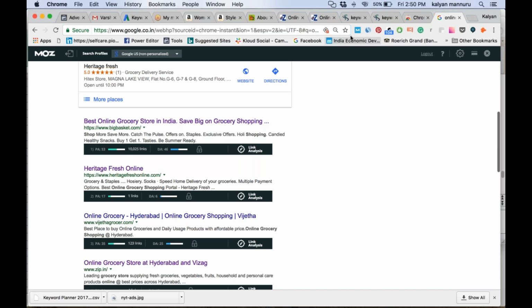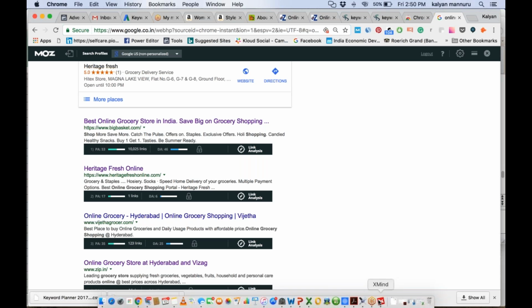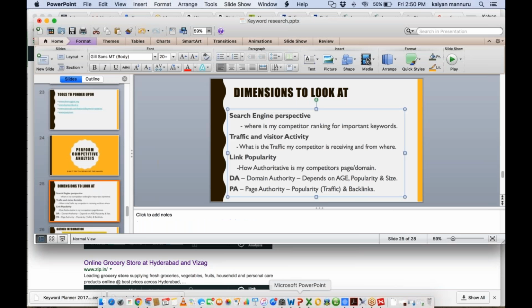It is coming up here because of the small toolbar that I downloaded. So I can check the domain authority of each page here, and the page authority of each. As I said, the more the better. A score of 1 to 100 will be given. The higher the score, the better it is. Okay, so going back to the PPT once.